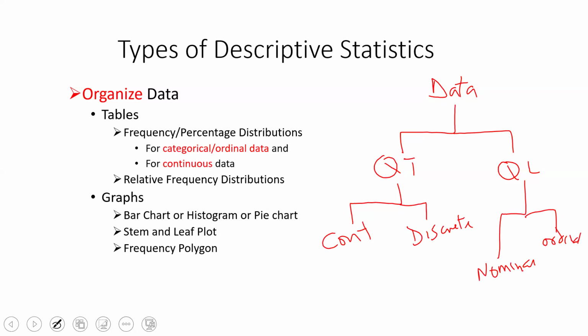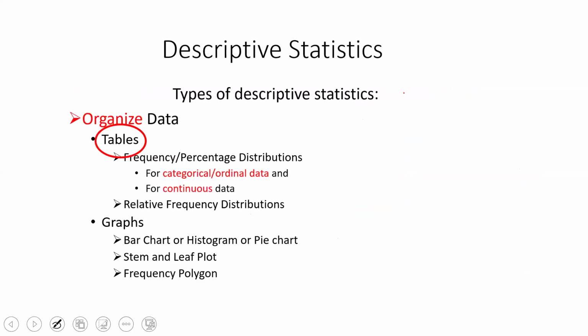So when we are organizing data, they are good for categorical. Qualitative variables are also called categorical variables, while quantitative are called numerical. They are numbers, numerical variables. Okay, so let's continue. For tables, I said we can use it for categorical or ordinal data and for continuous variables. And that is where you classify them into ranges or groups.